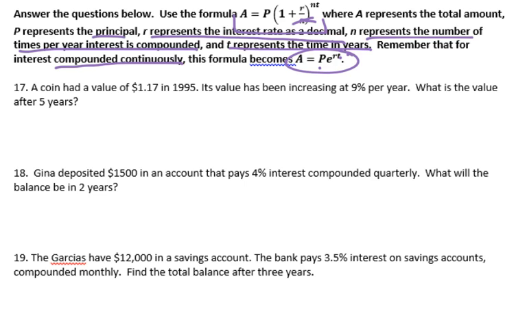We just got to make sure we know what we're going after. A coin had a value of $1.17 in 1995. Its value has been increasing at 9% per year. What is the value after 5 years? Okay, so let's see what we've got.